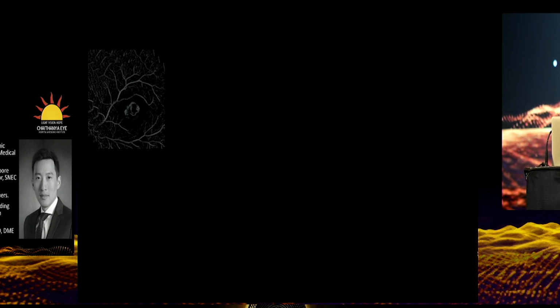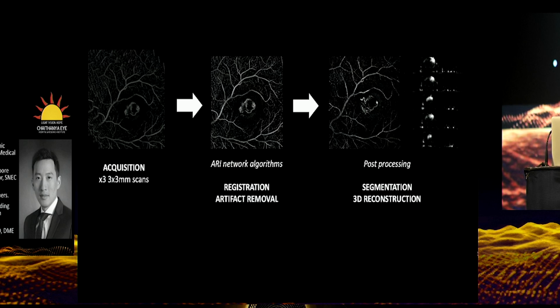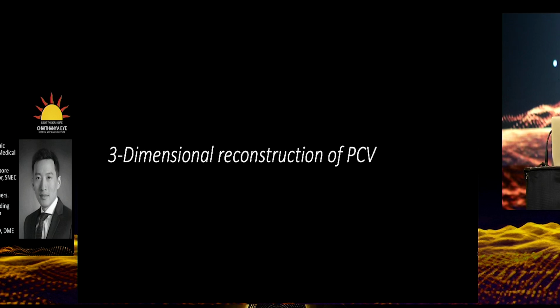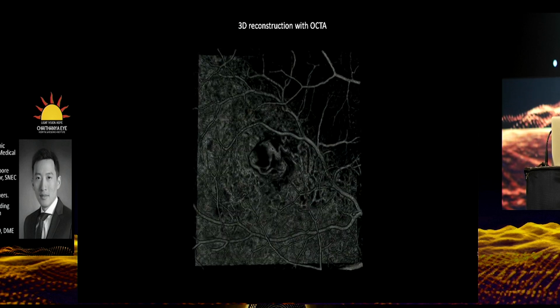We're going to go through very quickly the methods of how we did this. So we had to do 3 repeated 3x3 OCTA scans on the PLEX Elite. We then used algorithms within the network to register and remove some of the artifacts. And we did some post-processing in terms of segmentation and, of course, the final 3D reconstruction of the lesion itself. I think we are familiar with this view. So this is a standard depth-resolved OCTA that you can get on most machines. It gives you different color codes at different levels within the OCTA. This is a 3D reconstruction with OCTA.